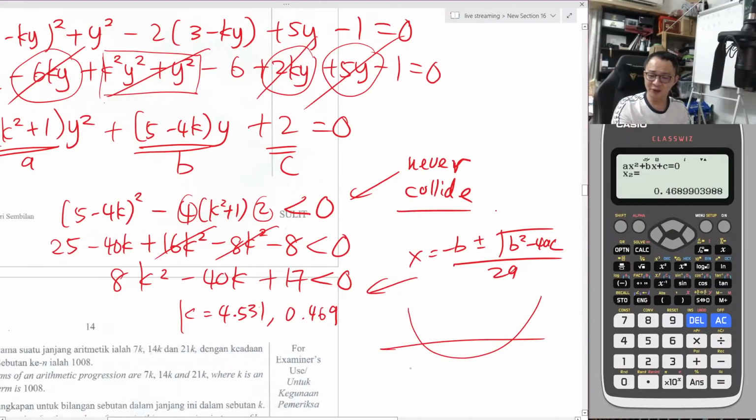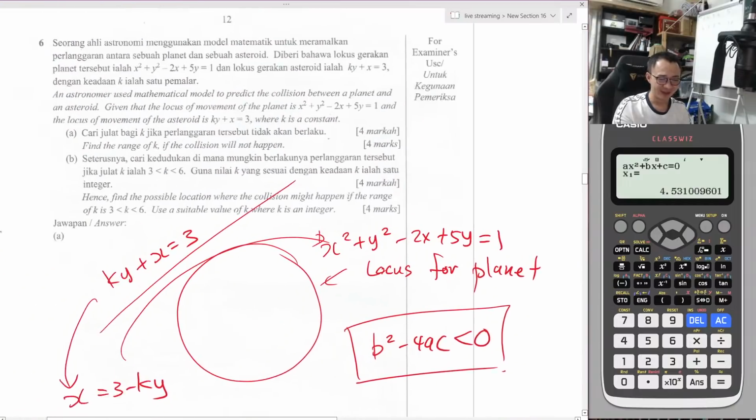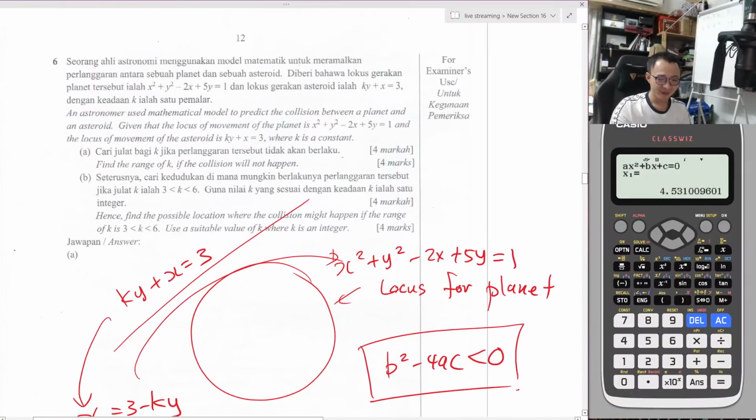So the smaller value is 0.469. And then, oops, the next answer is this one, 4.531. Less than is the value in between. Then I know my k must be between 0.469 and 4.531. Alright, so what is the k value? K basically is that range.